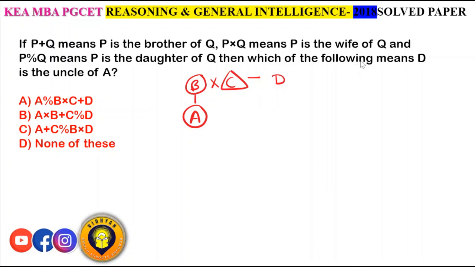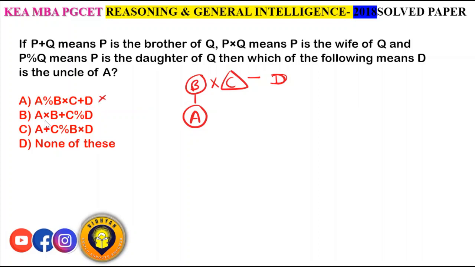Now whether this follows that D is the uncle of A. See, in this case you cannot define the gender of D. Since you cannot define the gender of D, you cannot say that D is the uncle of A. D can be uncle or D can be aunt also, because you don't know what is the gender of D. So you cannot say definitely in this option. Therefore this is wrong.